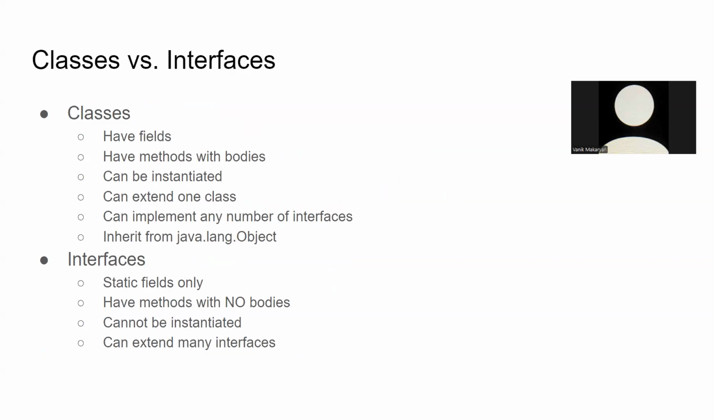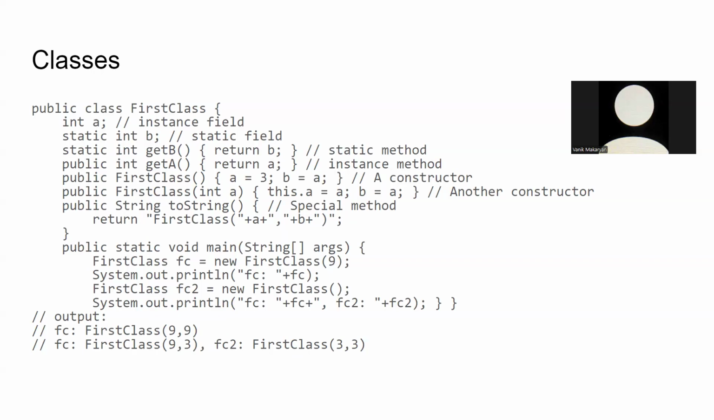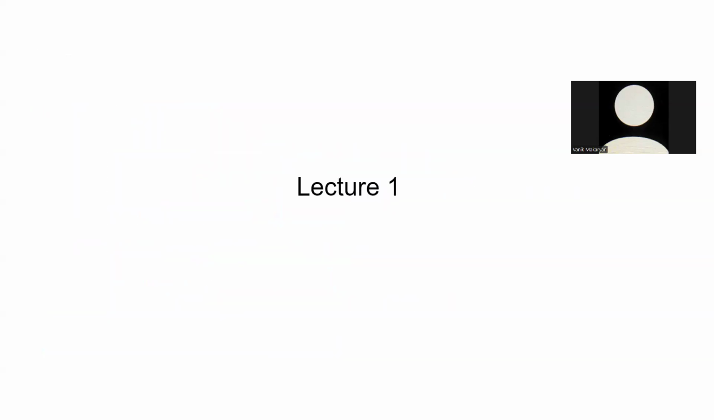Classes versus interfaces. So class versus interface. Interfaces are going to be important for the lab. The way I always like to do labs is give you an interface and ask you to implement it. So an interface can have static fields only. It has methods with no bodies. So if I go back and you look at this, right, you have static int get b. The part in the curly brackets is called the body, right? And when I say a method with no body, I mean that instead of those curly brackets with stuff in them, you just have a semicolon.